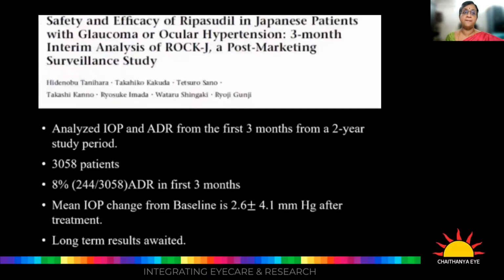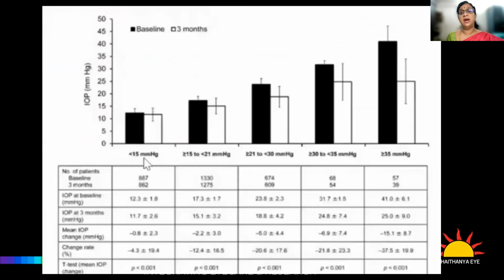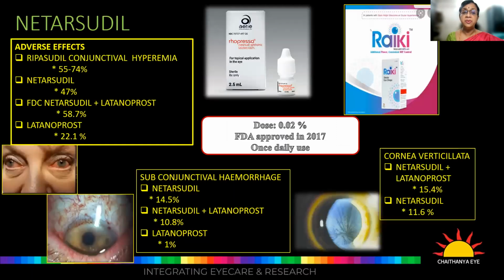A post-marketing surveillance by Tanihara et al., ROCK-J, found that at the end of 3 months, 8% adverse effects were noted in the patients who were on ripasudil. What is interesting to note is that at different pressures, ranging from 15 to 35, there was an IOP lowering effect, which means that ripasudil can probably be used in those patients with NTG as well.